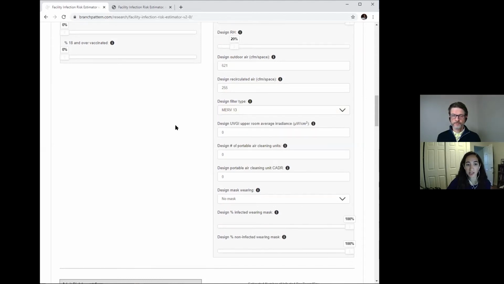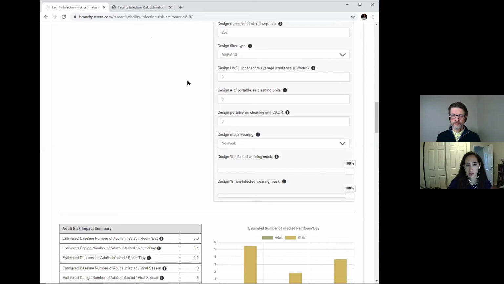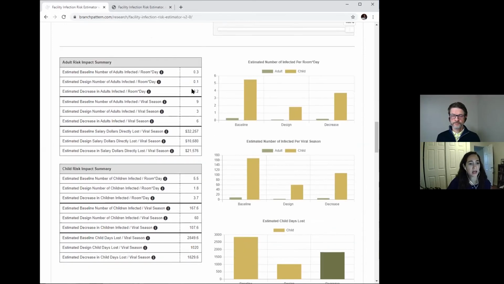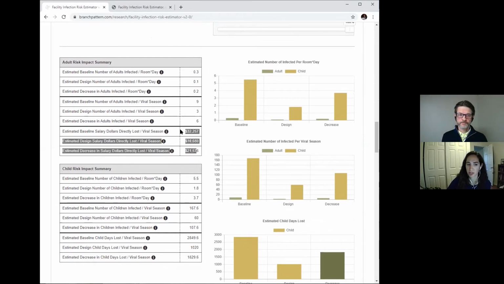For now, let's just see what that does to our results. So you scroll down here. The first set of graphs is the risk impact summary for adults and for kids. And this is where you'll see the dollar amount here. So if I put $0 in for weighted salary, these numbers here would just be 0.